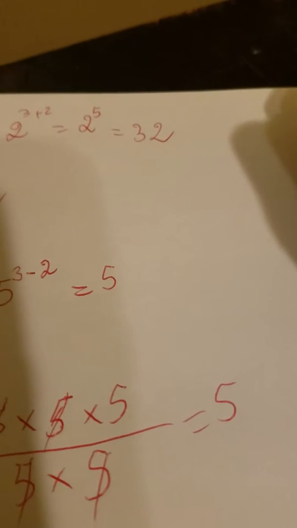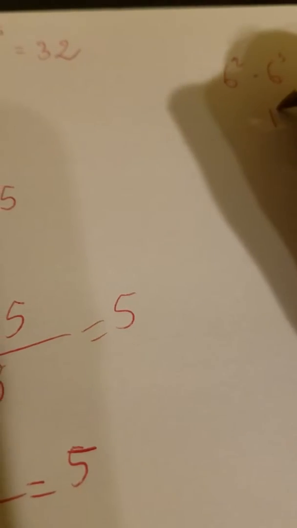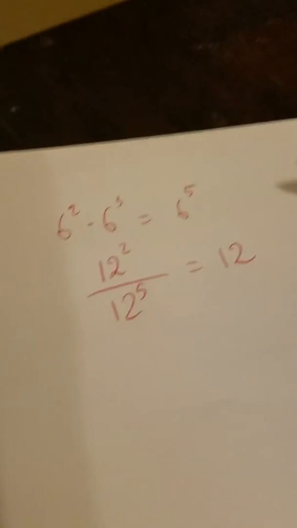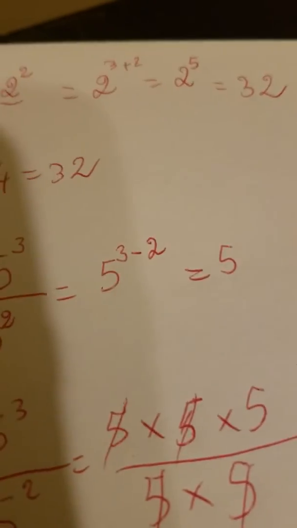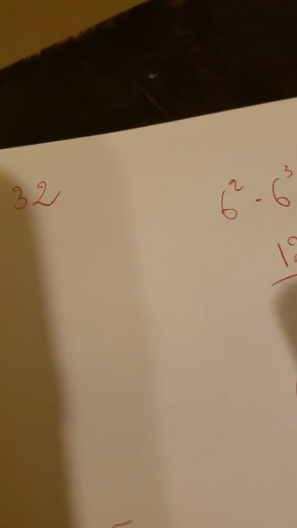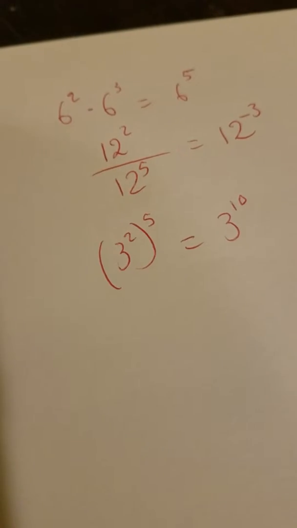So you have the multiplication, like 6 squared times 6 to the power 3 is going to be 6 to the power 5. I'm adding the exponents. Now you have, let's say, 12 squared over 12 to the power 5, which is going to be 12 to the power of negative 3. I subtract the exponents. Now I have an exponent of an exponent, which is, let's say, 3 squared to the power 5. In this case, you multiply. 2 times 5 is 10. So 3 squared to the power 5 is really 3 to the power of 10.